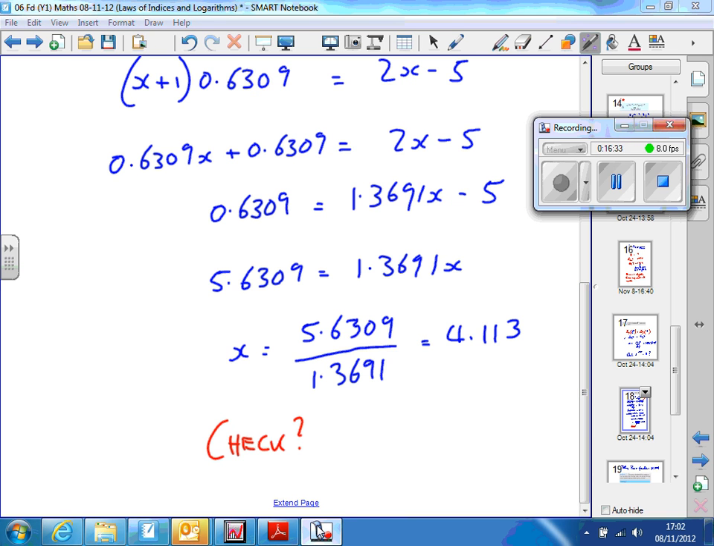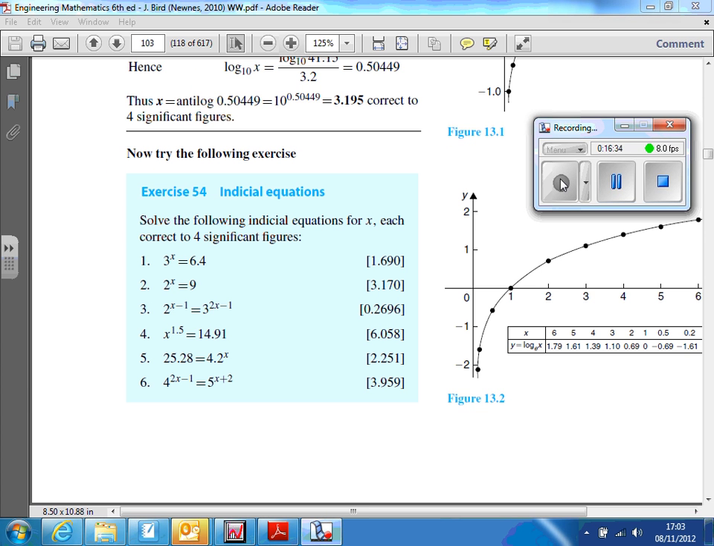So now turn to page 103 in the textbook. Exercise 54 on indicial equations. Try some of those. If I give you about 10 minutes, quarter of an hour or so on that, that will take us roughly to the end of the session. So give us a minute just to round.